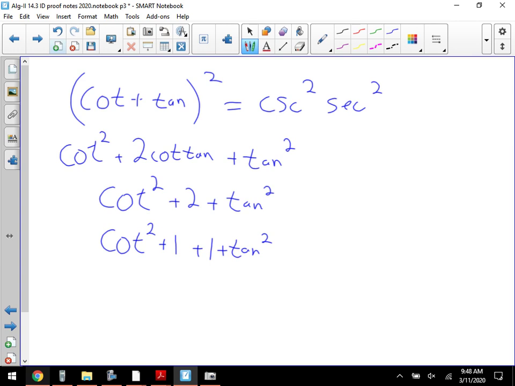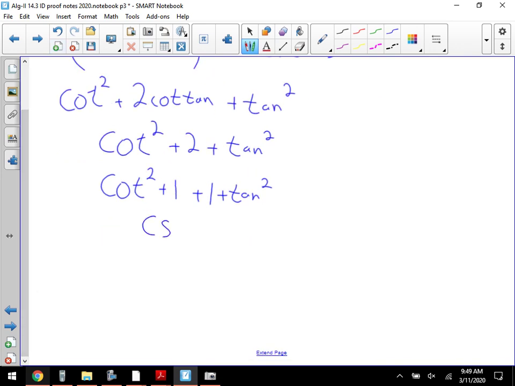What's cotangent squared plus 1? These are reciprocals to one another. What happens when both are reciprocals together? This becomes cosecant.